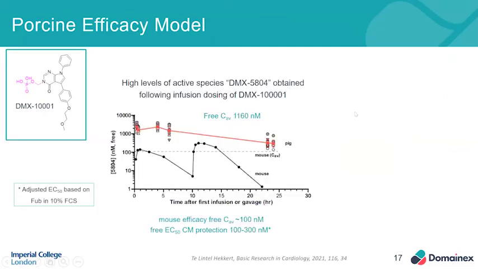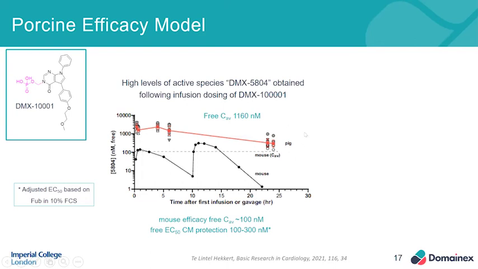So the next stage was to progress this to porcine efficacy models. The first thing to do was to establish an infusion regime which would enable us to get enough compound on board. And this red line here is showing the free drug levels we were able to achieve following the infusion dosing. So we were able to achieve an average free drug concentration of just over a micromolar. And in black here is showing the free drug concentrations which were achieved in the mouse efficacy study, with an average concentration of about 100 nanomolar.